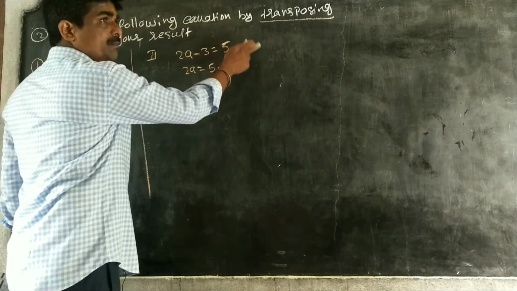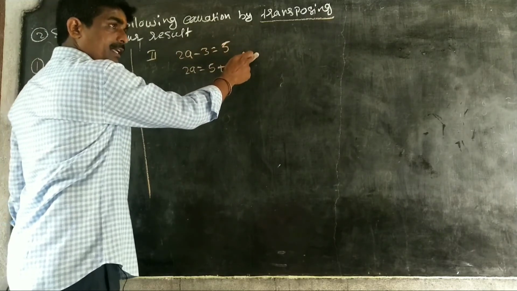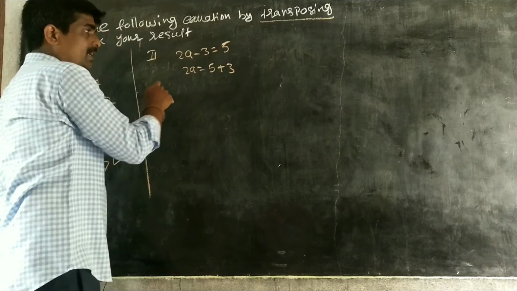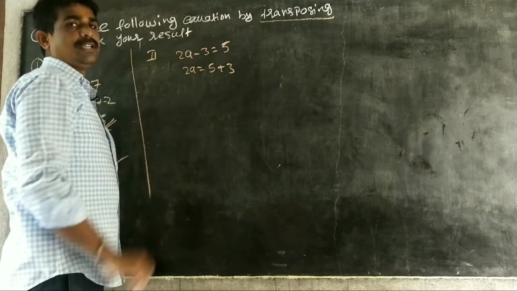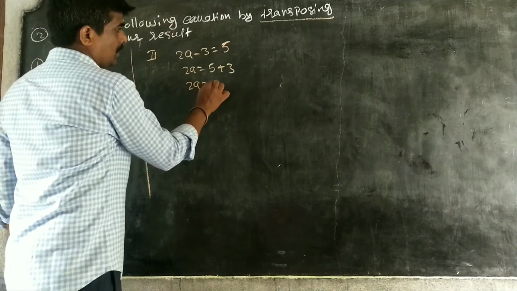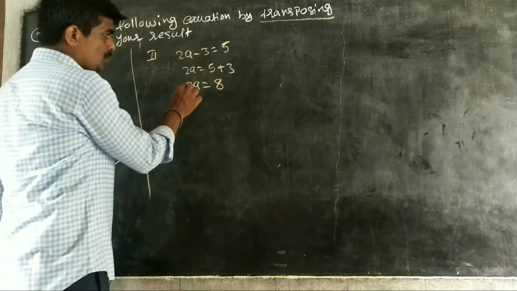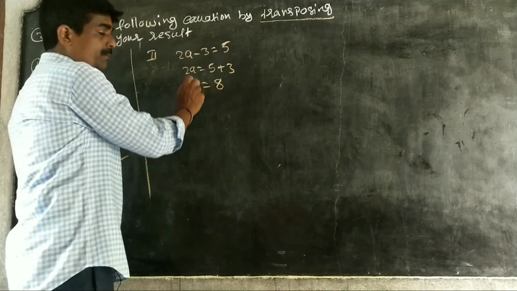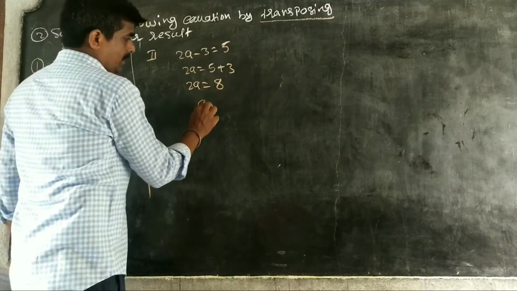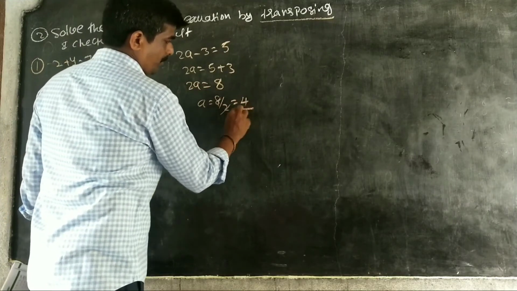Plus 3 brings to that side as minus 3. Multiplication brings to that side as division. Division brings to this side as multiplication. Next, 2a is equal to 5 plus 3, that is equal to 8. 2 into a, the 2 is multiplying, bring that side as division. a is equal to 8 by 2, that is equal to 4.